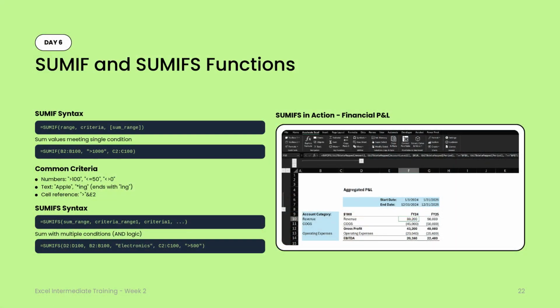SUMIF and SUMIFS. SUMIF adds values that meet a single condition, while SUMIFS adds values that meet multiple conditions. These functions are essential for financial analysis, sales reporting, and data segmentation. You can filter numbers, text, ranges, or even use criteria from other cells.